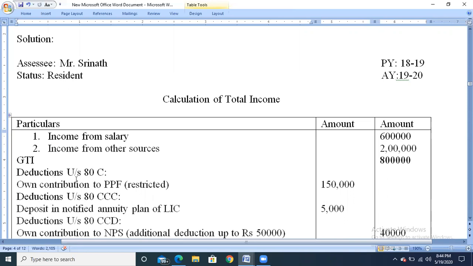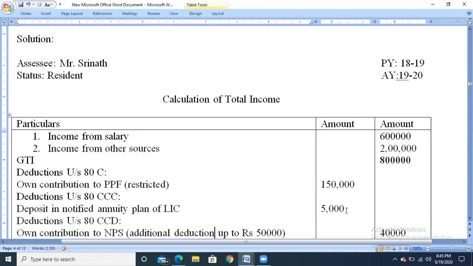First one, deductions under section 80C, that is contribution to PPF. They have contributed 2 lakh rupees, but it is restricted only to 1,50,000. So 2 lakh or 1,50,000 maximum, whichever is less, 1,50,000. So we have taken 1,50,000 as the deduction amount under section 80C. Next, deductions under section 80CCC, because they have deposited an amount in the notified annuity plan of LIC, and it is exempted up to a maximum of 1,50,000. So the amount contributed is 5,000, maximum is 1,50,000. So the lesser value is 5,000. So we have taken that as deduction.